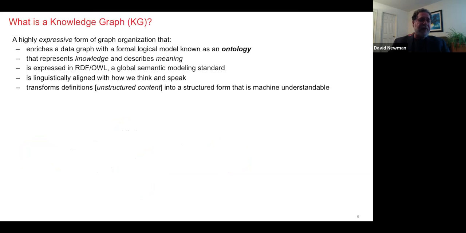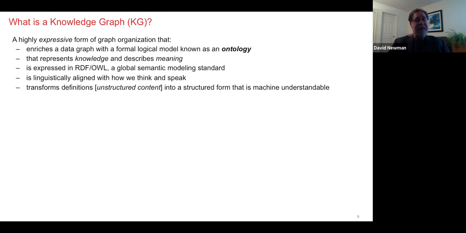So what is a knowledge graph? So a knowledge graph is a very highly expressive form of data organized in a graph, except that the knowledge graph allows us to describe concepts that describe the data itself. And this representation of concepts in a logical model is also known as an ontology. It's a way of representing knowledge and describing meaning.